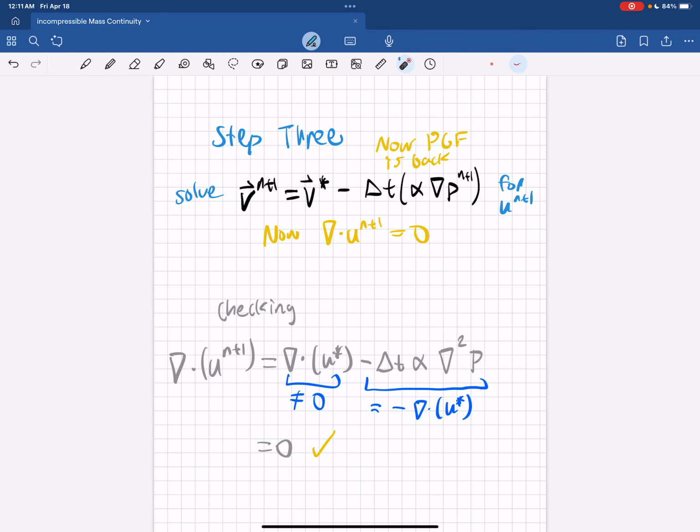And again, just to show that that's 0, you take the divergence of both sides of this equation. The divergence of this is not equal to 0, but the divergence of this term is now equal to the convergence of u star, which is the opposite of divergence, so they just subtract each other out and become 0. So yeah.